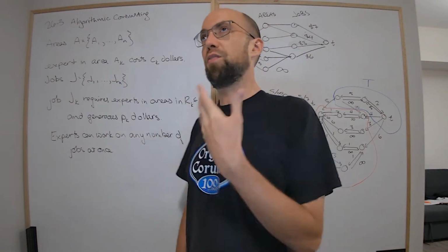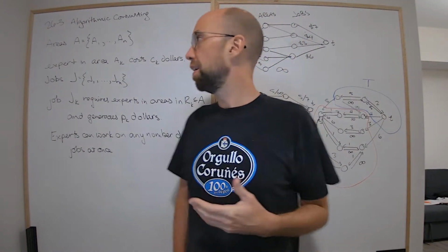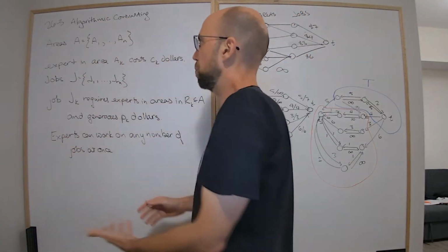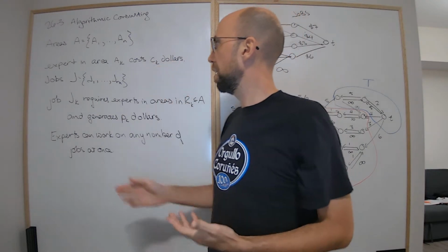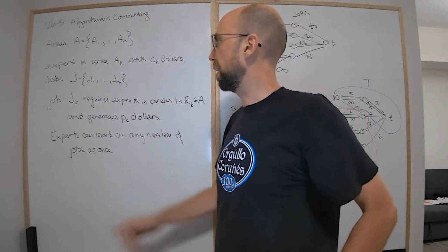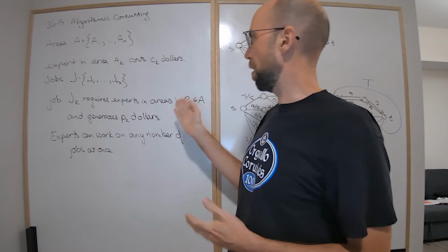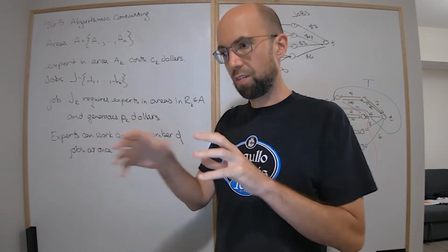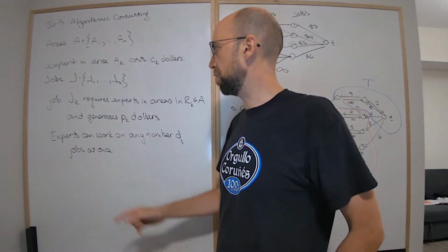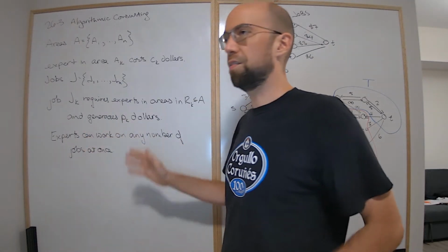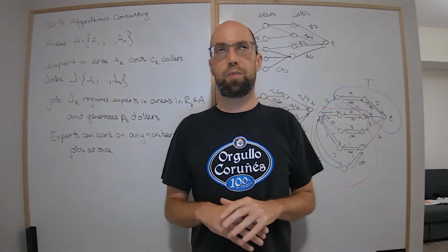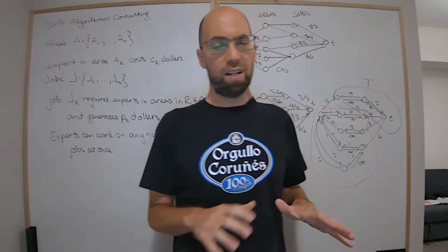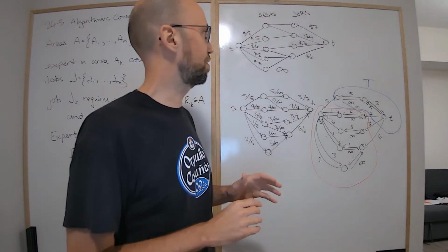So, how do you turn this into a flow problem? So you have these areas, and for each area you have an expert which costs CK dollars for the expert in area AK. You have these jobs, and each job requires a certain subset of the experts and generates PK dollars. And it's assumed that experts can work on arbitrarily many things at once. Let's ignore how realistic that is.